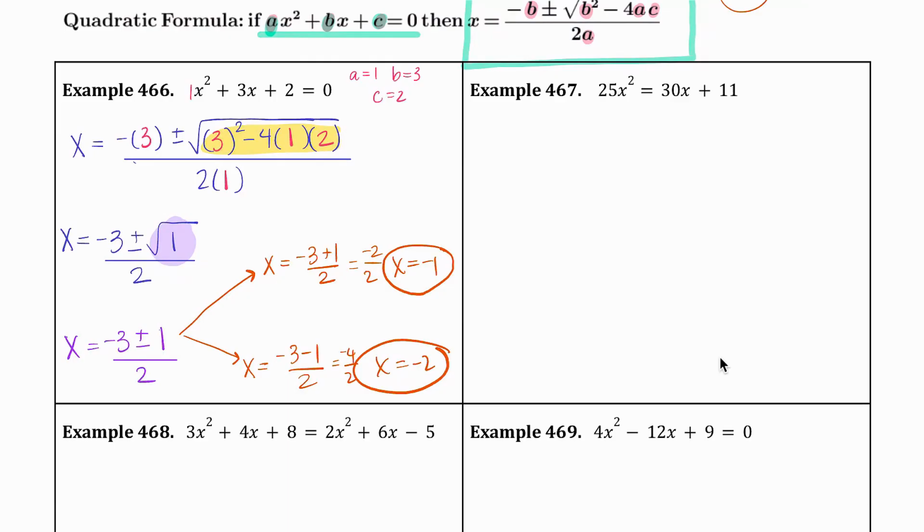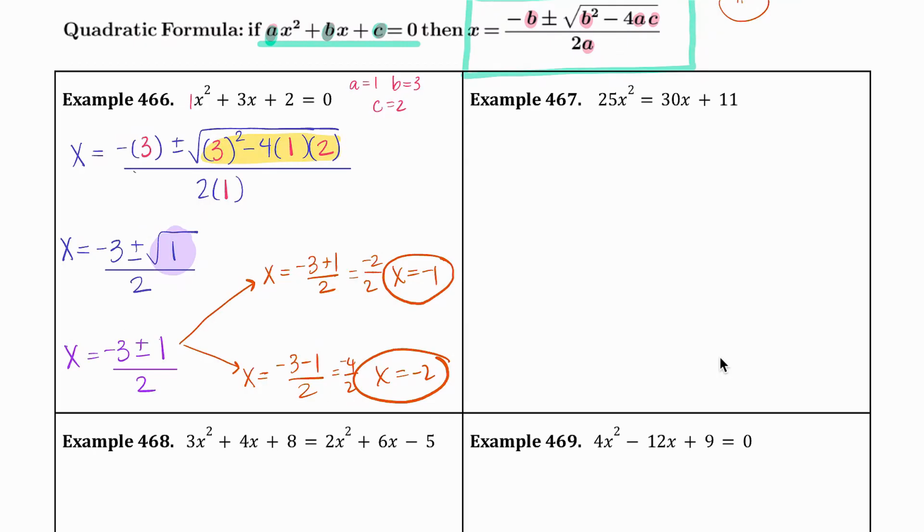Example 467. First thing we've got to do is write this in standard form, where everything's on one side set equal to 0. So if I do that, I've got 25x squared minus 30x minus 11 equals 0. So my a is 25, my b is negative 30, c is negative 11.